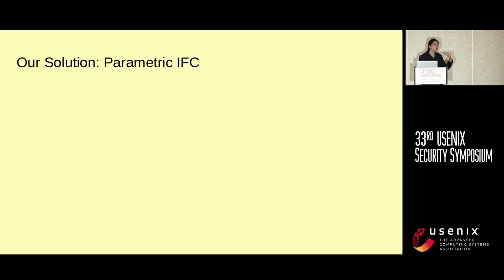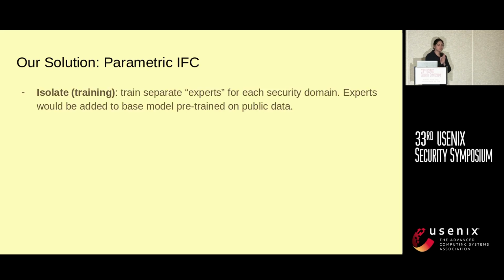Now, I'll go over what our proposed solution for this is, which we call parametric information flow control. So this solution has three essential aspects. The first aspect is isolation, which happens during training. And the idea of isolation is to separate the parameters that are influenced by each security domain. And to do this, what we do is we train separate experts that are independent of each other, one per security domain. And then we embed these experts into a larger model that is pre-trained on publicly accessible data.